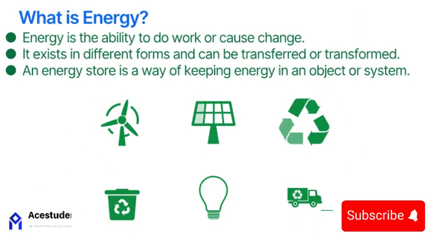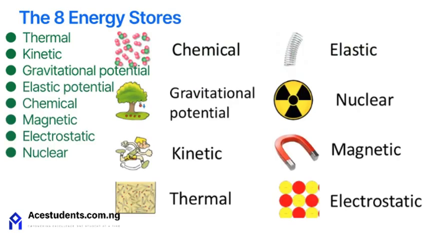An energy store is where energy is held. It is not a physical object, but a way to describe where energy is located in a system. There are 8 main energy stores. These include thermal, kinetic, gravitational potential, elastic potential, chemical, magnetic, electrostatic, and nuclear. Let's take a look at this energy individually.